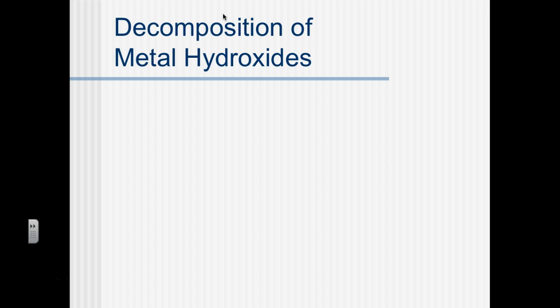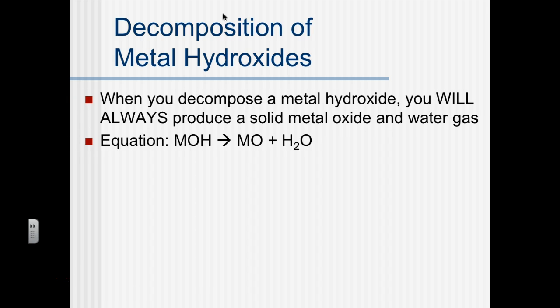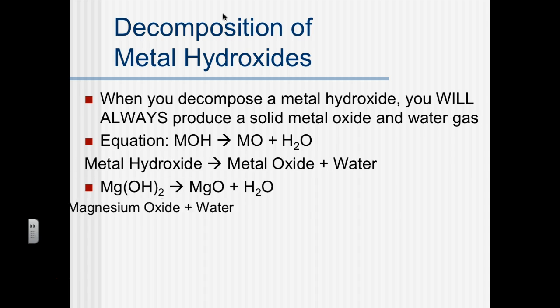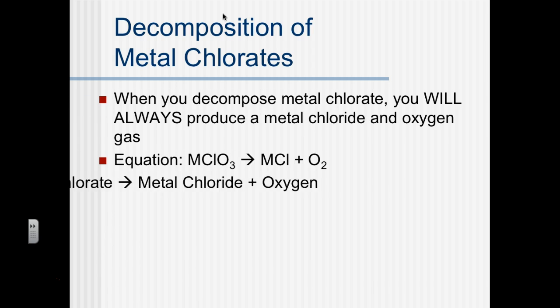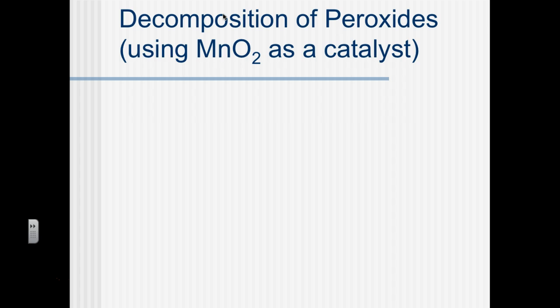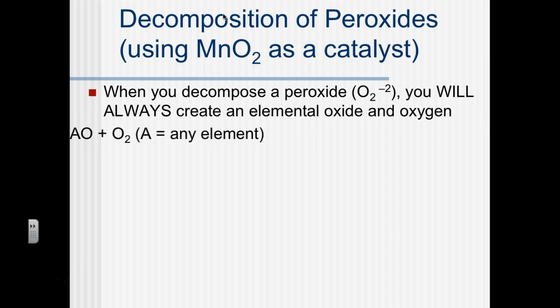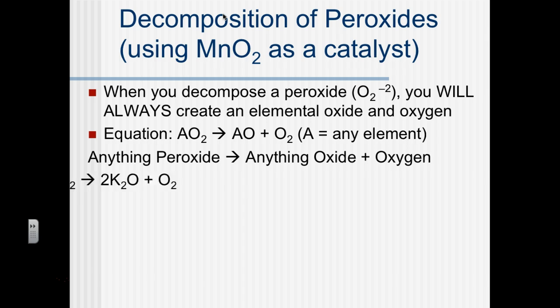Metal hydroxides. Good. You always make a metal oxide, just like the metal carbonates. Both of those, a metal carbonate and a metal hydroxide, both create metal oxides, but carbonates make the CO2 and the hydroxides make the water. Two more. Metal chlorates always make a metal chloride plus oxygen. And then the peroxides always make whatever element oxide plus oxygen.